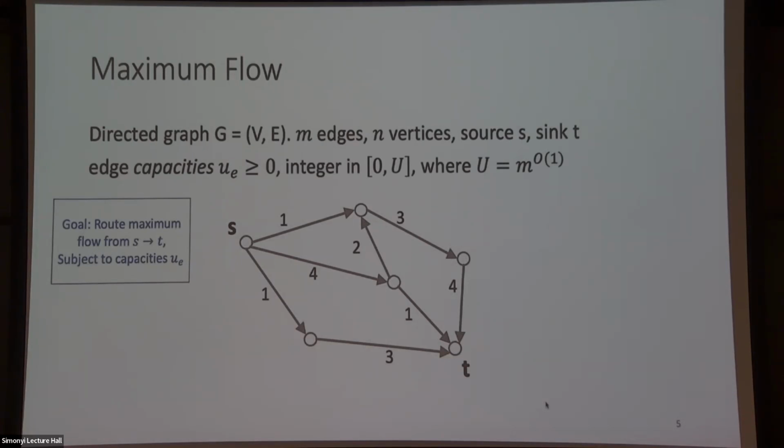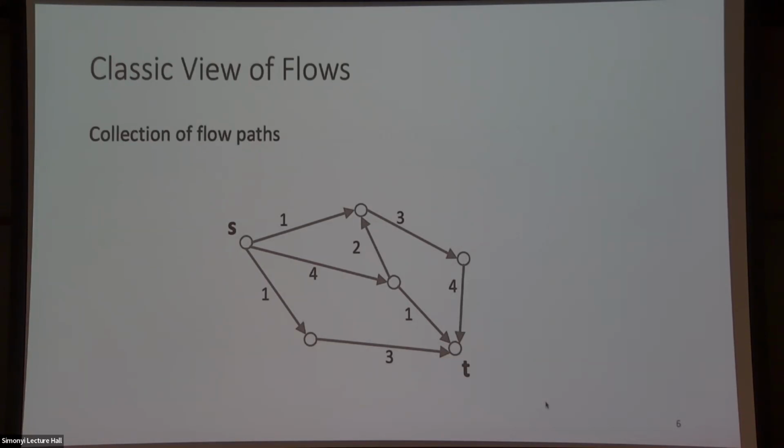So the classic view of flows is that it's a collection of flow paths. You identify paths from the source to the sink, and then send some flow along these. That's the classic combinatorial view. Here's one path, I'll send 1 unit of flow along this. Here's another path, 1 unit along this. Here's one more, I'll send 1, and here's one more, I'll send 2. That's the classic combinatorial view, prevalent for a significant chunk of the time that max flow was studied.